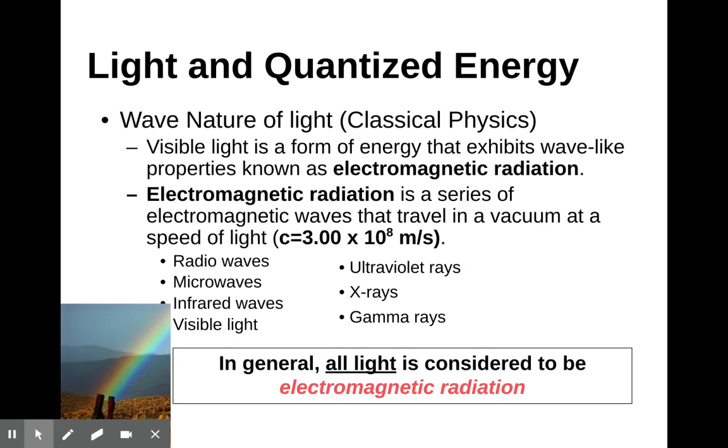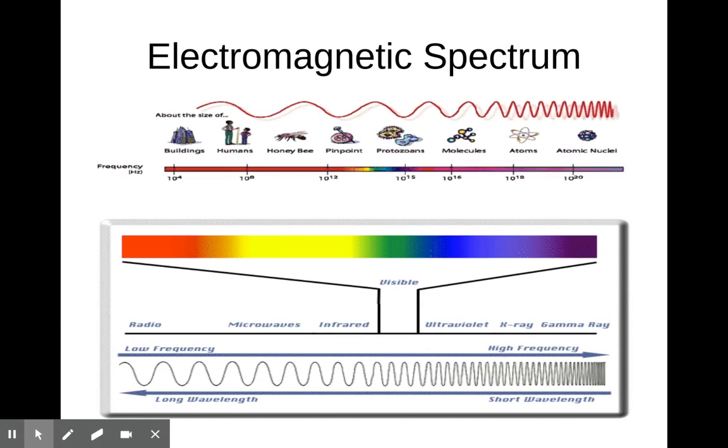In general, all these lights are considered to be electromagnetic radiation. Some are more powerful than others, and we're going to talk about that soon. It ranges from radio waves to gamma rays. When we look at the electromagnetic spectrum, we see that the frequencies of these waves are very different. With a lower frequency, we're going to see a longer wavelength.